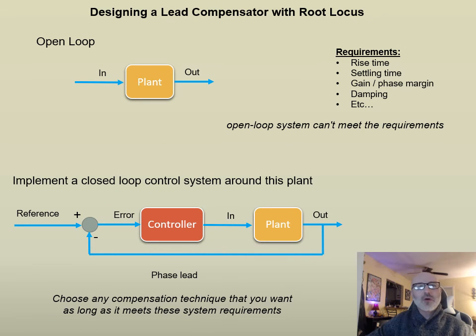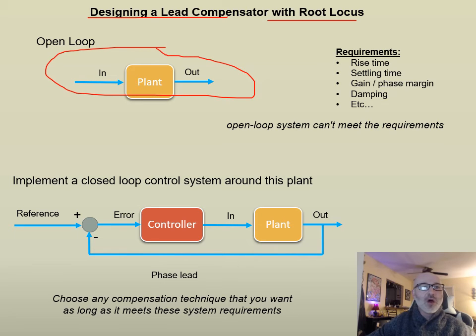So let's talk a little bit about designing a system here. In an example, we're going to design a lead compensator with root locus. Let's just say we're designing this here, and we already have an open loop model right here for our plant system. One thing we're going to need to do as we start this is think about our design requirements, or the performance goals that the system needs to meet.